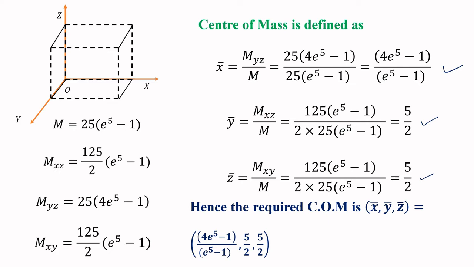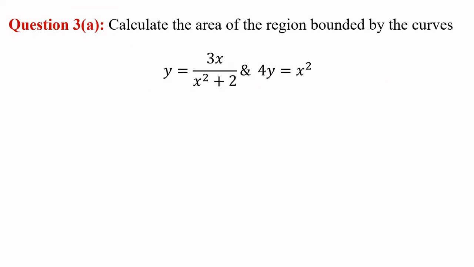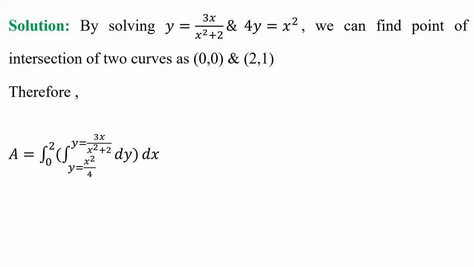Now come to the next part, that is the last one, question number 3. It will again have two components, each carrying 5 marks. The first one is to calculate the area of the region bounded by the curves. First we check that it has the points of intersection (0, 0) and (2, 1), that we know. So first we draw the graph for this one.